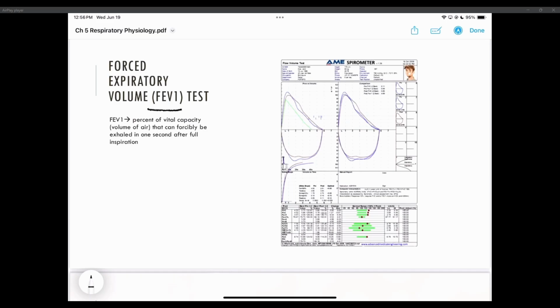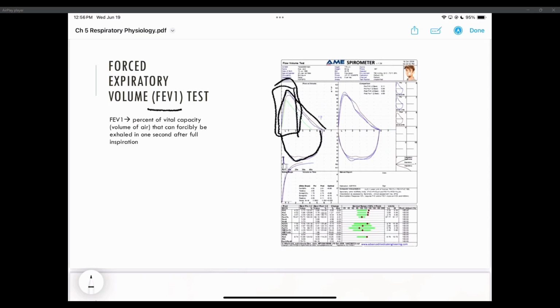Graphs look like this. You breathe in, and then out. And we see in 1 second how much of that air came out. What does that tell us? Obstructive diseases, okay, COPD, asthma, they have obstructions to flow. Will they be able to get out a lot of air in 1 second? No. So those patients with like COPD, FEV1 goes down.